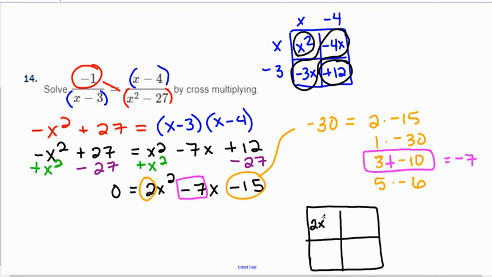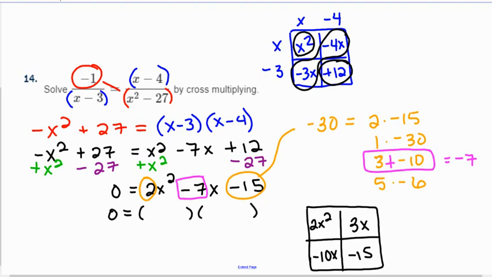So 2x squared. Okay, I have a 3, so that's going to be 3x. I have a negative 10, so that's going to be negative 10x. And then I have minus 15, so negative 15. And now I want to factor out what I can, and this is going to help me factor this into two binomials, right? We're going to get 0 equals something times something.